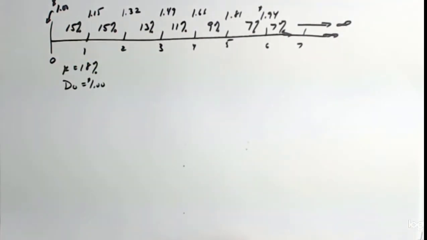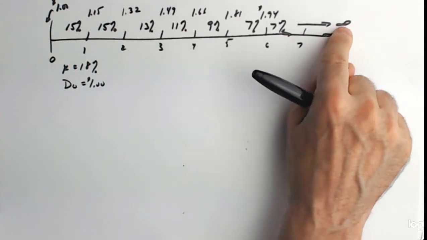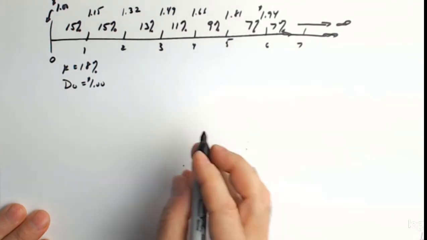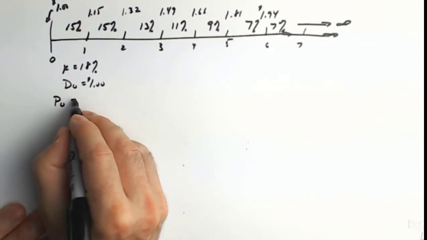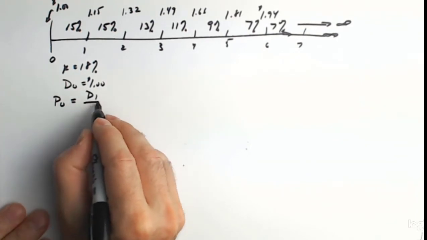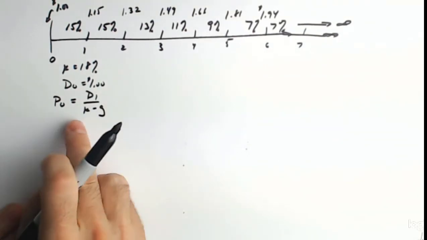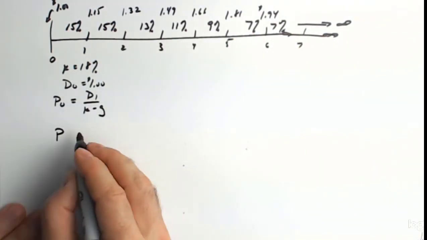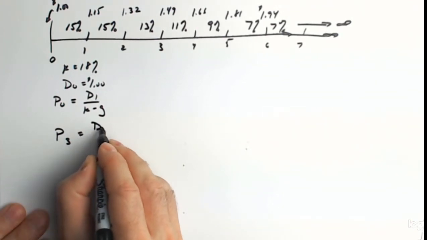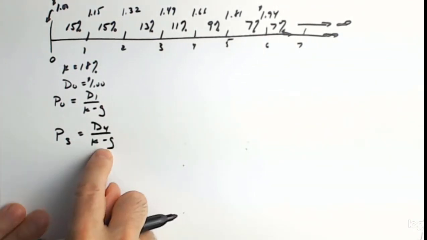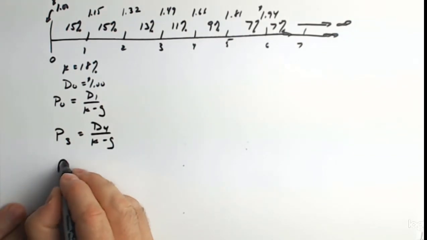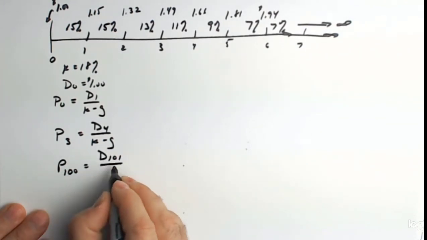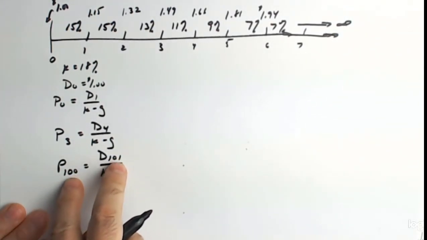But there's a little problem here. It's like we got this infinity sign here. That's going to bug us. So remember when I estimated a stock price at time 0 equals D1 divided by K minus G? That formula applies at any point in time. So if you were to jump 3 periods ahead, this would be 3. This has to be dividend 4 over K minus G. And if you jump to price at year 100, it's going to be the dividend in year 101 divided by K minus G. You always have that 1 year gap.